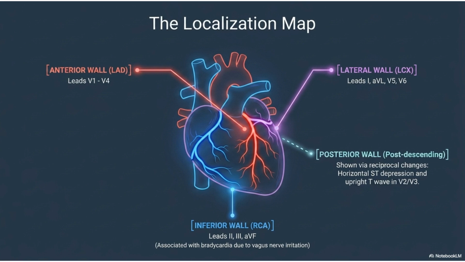Leads tell you where the heart is dying. Anterior wall, LAD, leads V1 to V4. Lateral wall, LCX, leads I, aVL, V5, and V6. Inferior wall, RCA, leads 2, 3, and aVF. Note that inferior MIs are uniquely associated with bradycardia and vomiting due to irritation of the adjacent vagus and phrenic nerves. Posterior wall, shown by reciprocal changes, ST depression in V2 and V3.